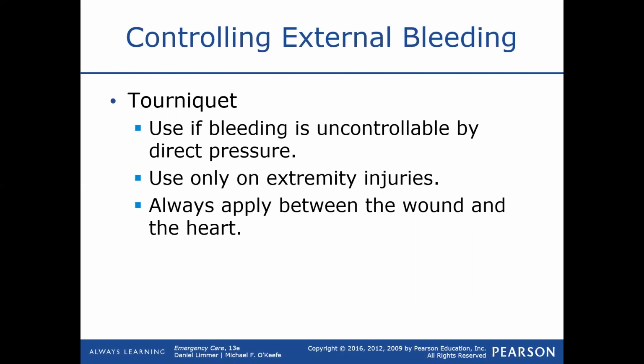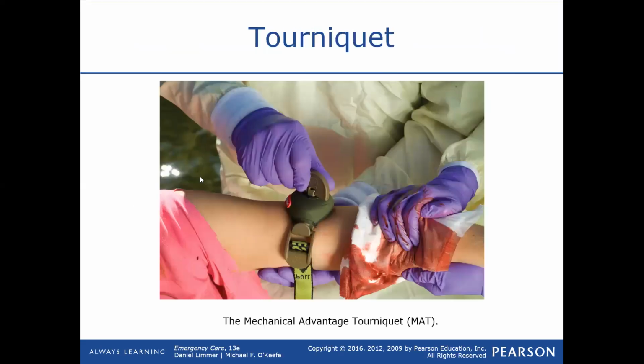Always apply between the wound and the heart. I feel like that's common sense, but it's probably in here for a reason. You're not gonna put a tourniquet distal to the wound. You want to put that between the heart and the injured site.